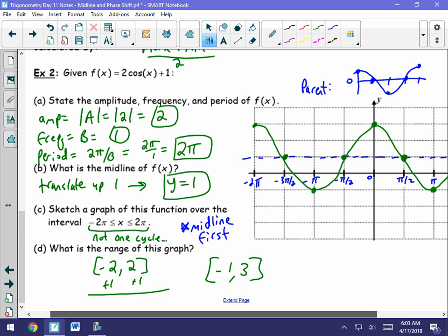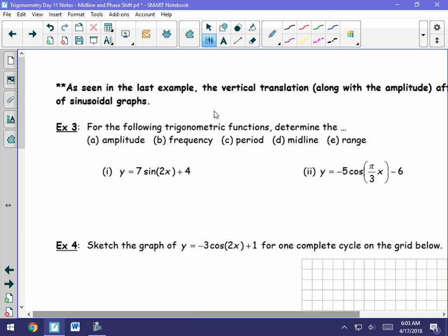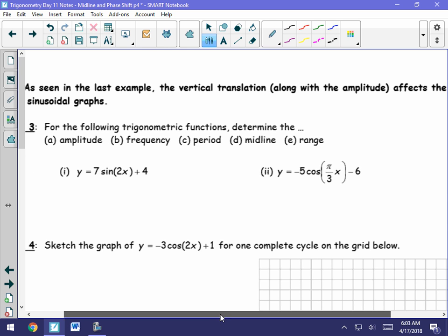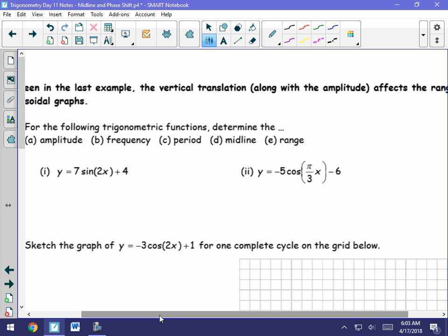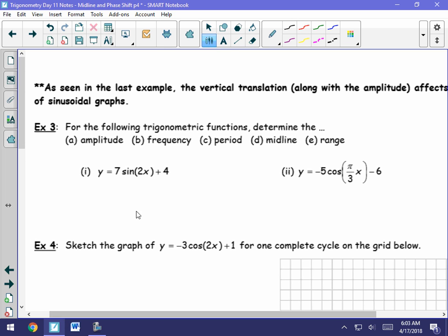we're going to end up with a range going from -1 to 3, which is what we have from the graph. But that's how you can calculate it from the equation. It matches up like that. Yeah, so working this midline is our big job of the day here. Okay, flipping the page. So I see in the last example, the vertical translation along with the amplitude affects the range of sinusoidal graphs. So we'll have to work that in.